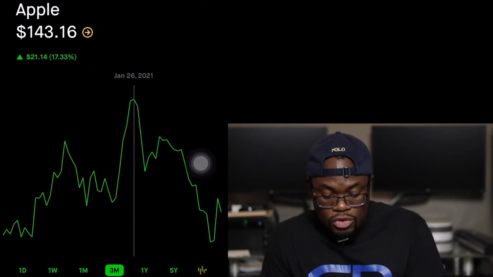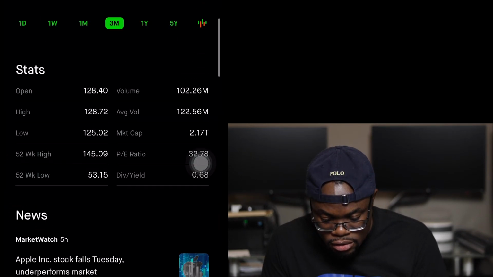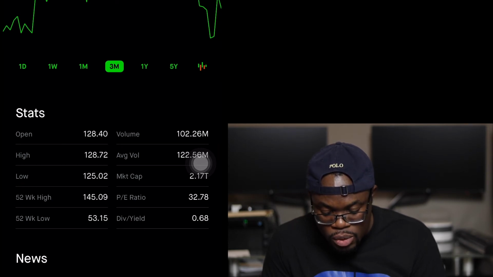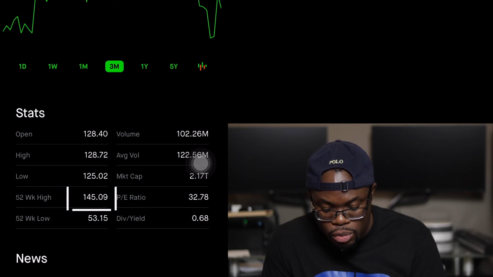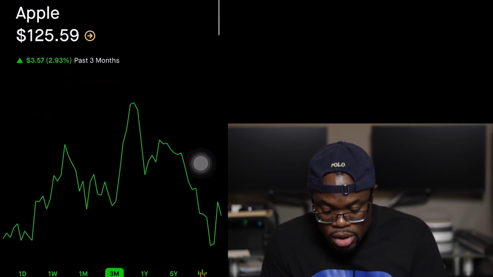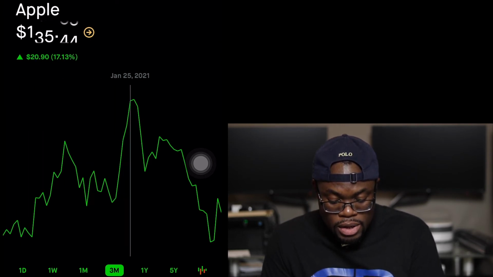So let's keep going. So you can see that. But even if you don't do that, you can come back down here to the statistics, and if you just look on the left side, you have open, high, low, and then 52-week high. It will tell you exactly what the highest point was. You can see it says 145. That's exactly the highest point it's ever been. And now you know that it took 2 months to go from here all the way there.